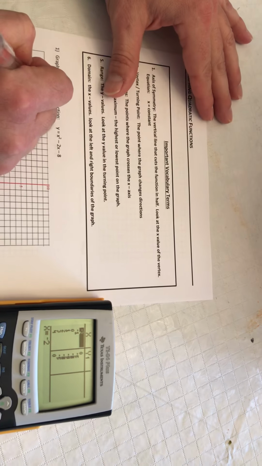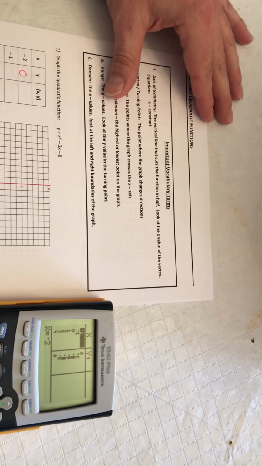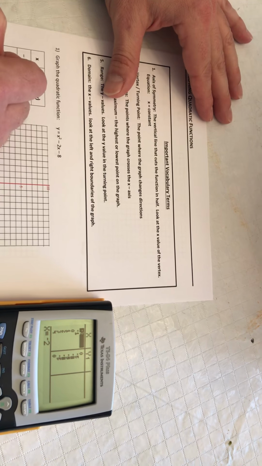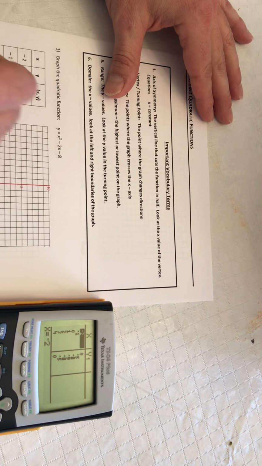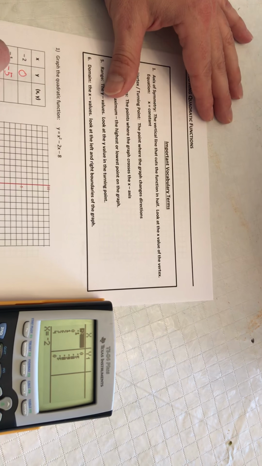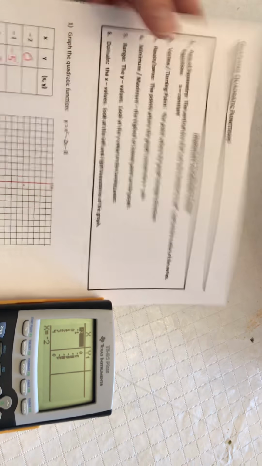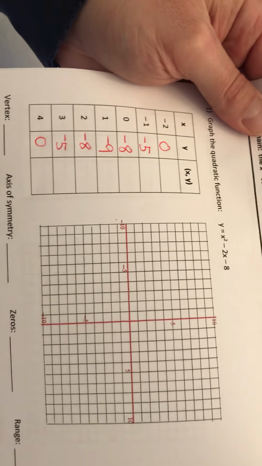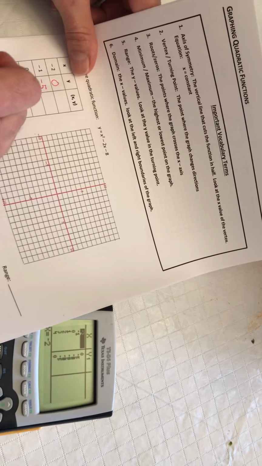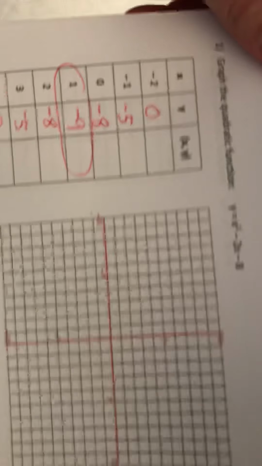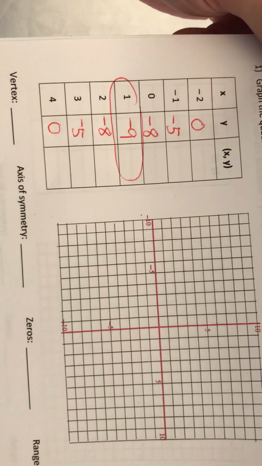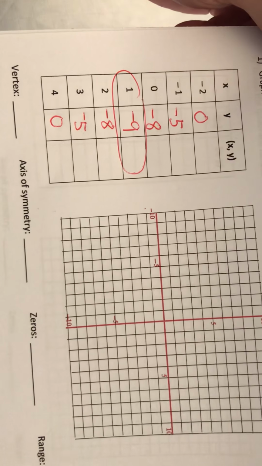So at -2, our y value was 0. Then it went to -5, -8, -9, back to -8, back to -5, back to 0. You should see these y values starting to repeat. If you look, the vertex is right in the middle. You see those y values repeating on either side of -9.